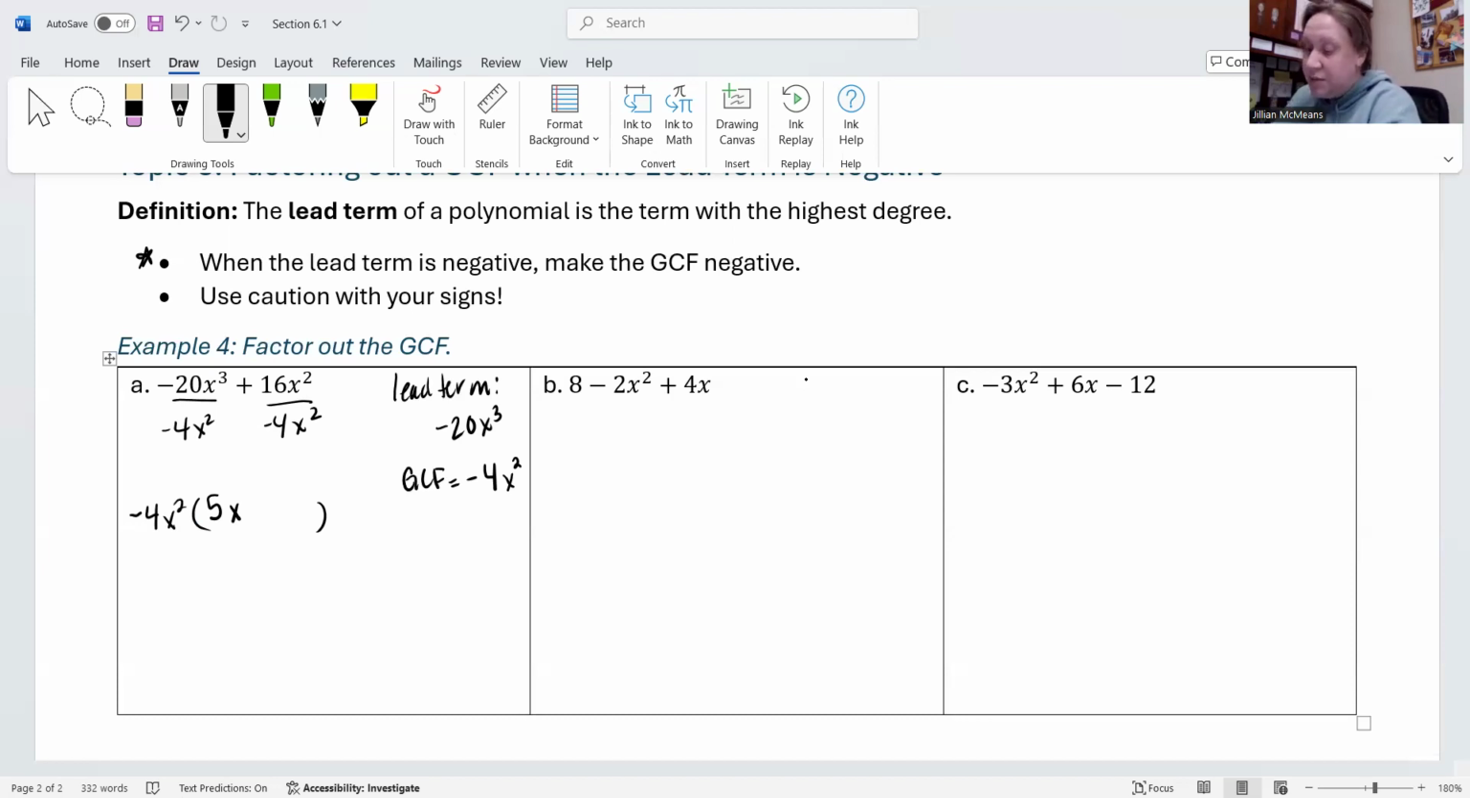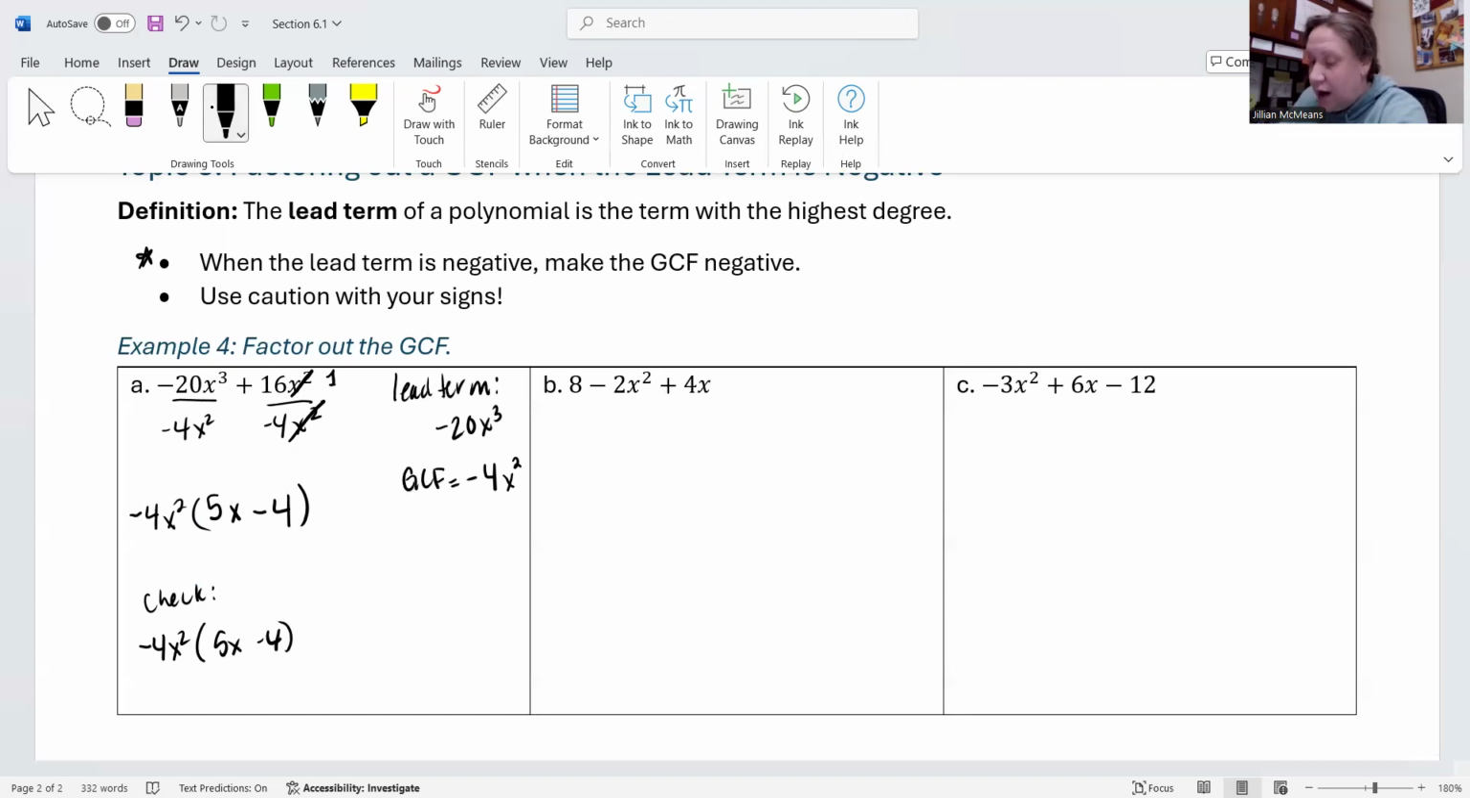Finally, for the last term, 16 divided by negative 4 is negative 4. And then x squared divided by itself just becomes a 1. So our final answer is negative 4x squared times 5x minus 4. And I'll go ahead and show you how to check this one, and then we won't check the last two. So if I wanted to check this, remember, we're basically just undoing the distributive property. So we want to take our negative 4x squared, distribute it through 5x minus 4, and see if we get what we started with.